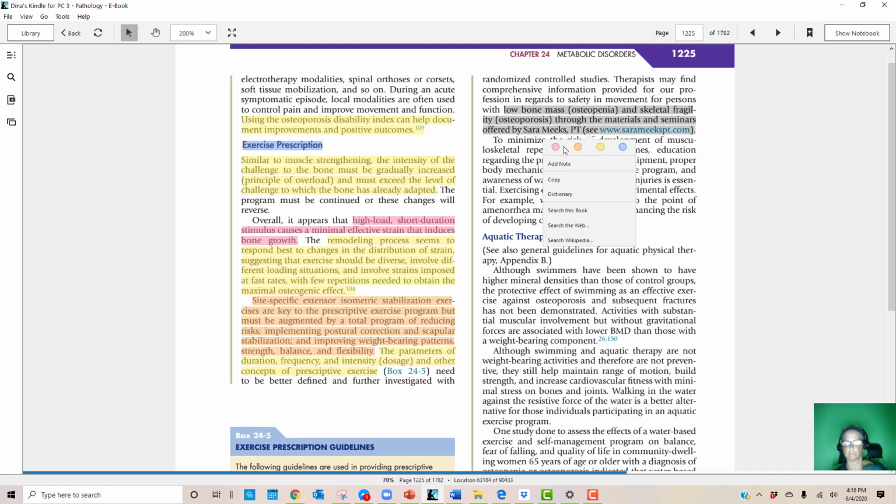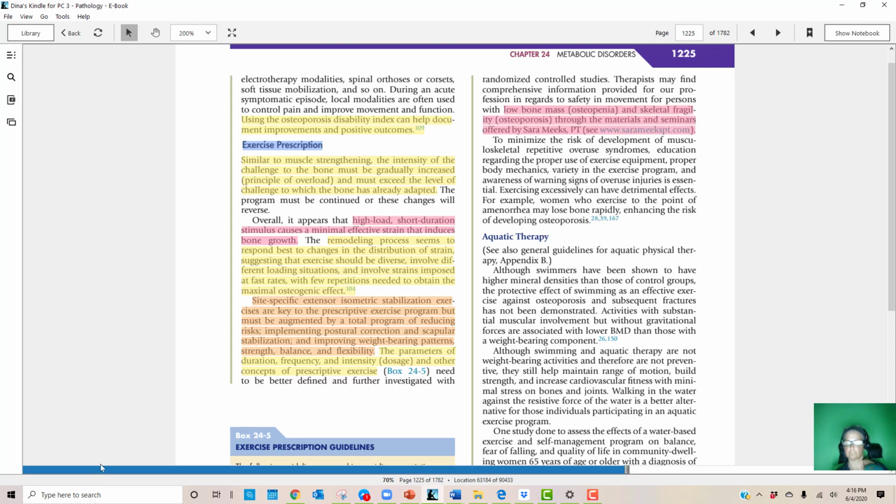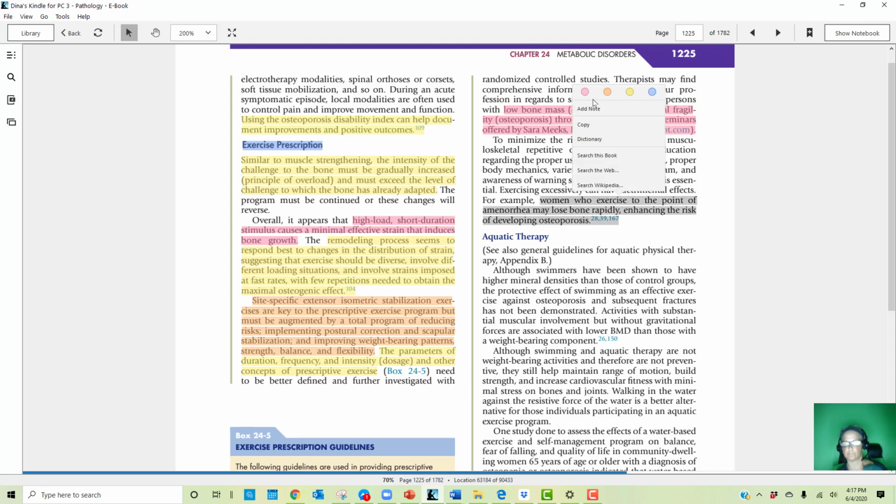To minimize the risk of development of musculoskeletal repetitive overuse syndromes, education regarding the proper use of exercise equipment, proper body mechanics, variety in the exercise program, and awareness of warning signs of overuse injuries is essential. Exercising excessively can have detrimental effects. For example, women who exercise to the point of amenorrhea may lose bone rapidly, enhancing the risk of developing osteoporosis.